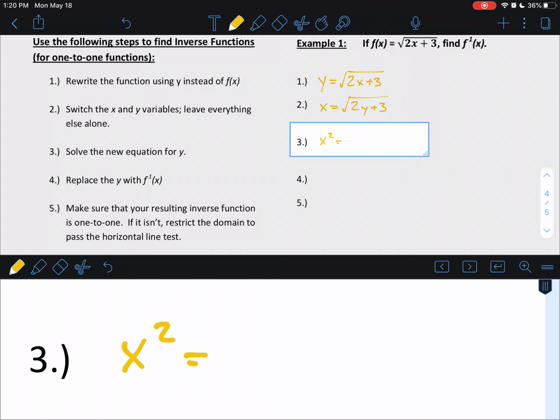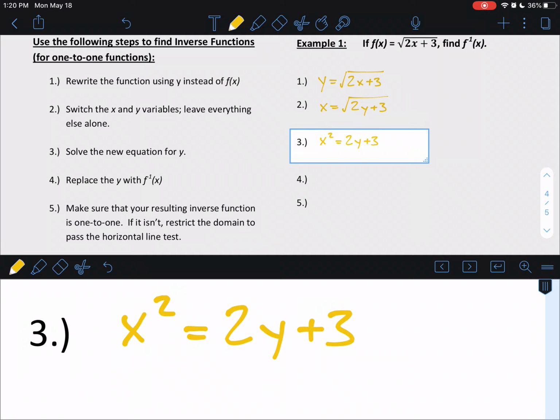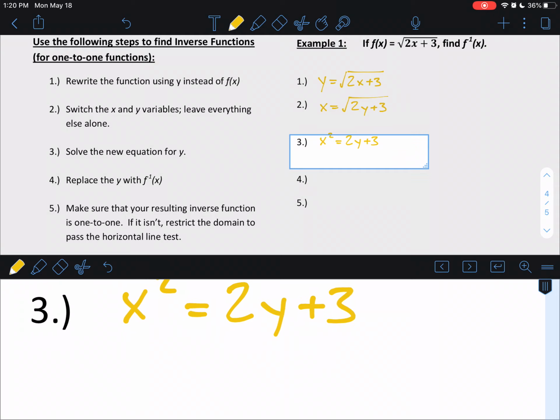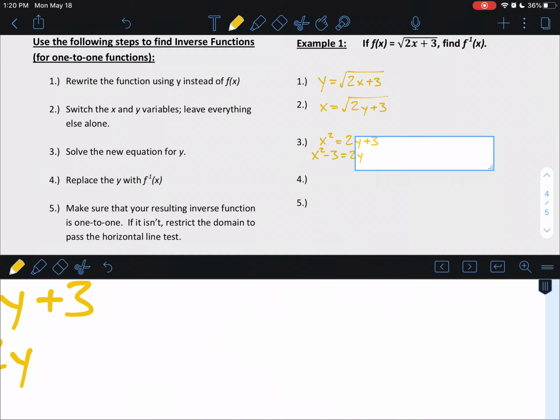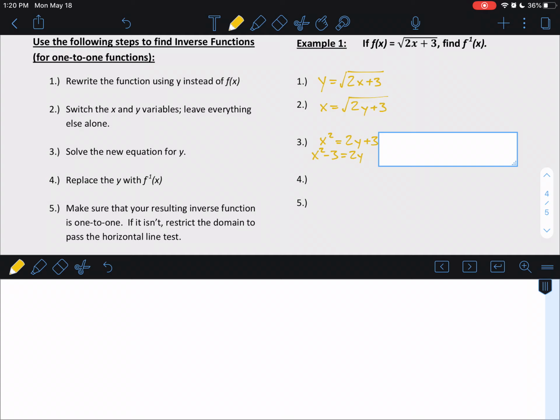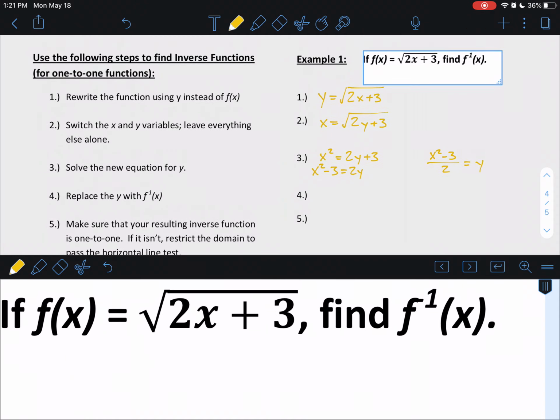X squared equals 2y plus 3. Then my next step, to get y by itself, I can't divide by 2 yet. I have to get rid of that 3 first, so I'm going to subtract 3 from both sides. That gives me x squared minus 3 equals 2y. And then to get y all by itself, I just divide both sides by 2. So that gives me x squared minus 3 over 2 equals y. So y equals x squared minus 3 over 2. And that is the inverse of the square root of 2x plus 3.